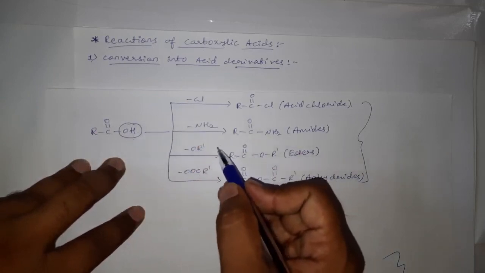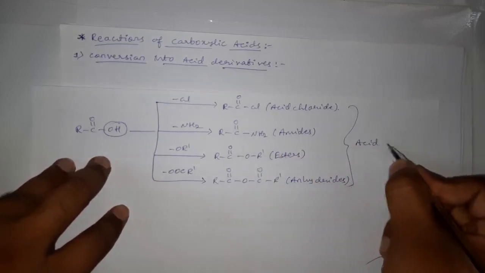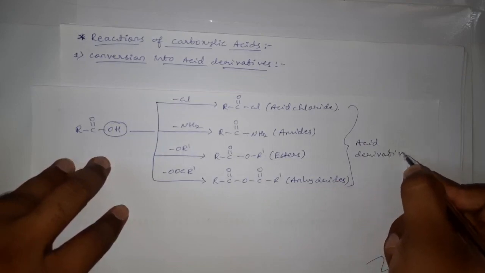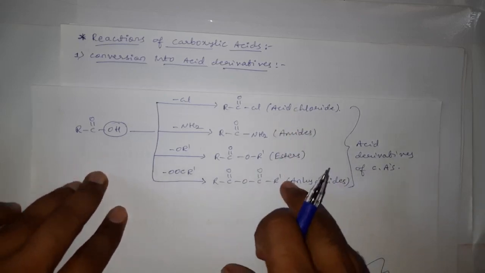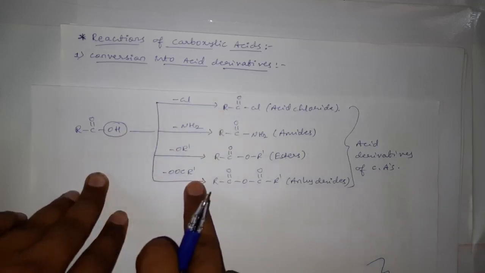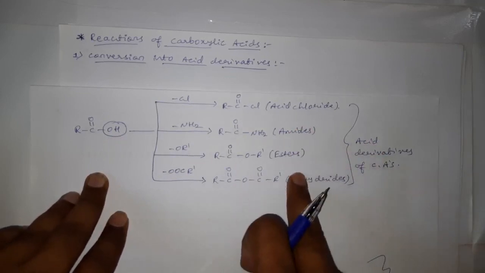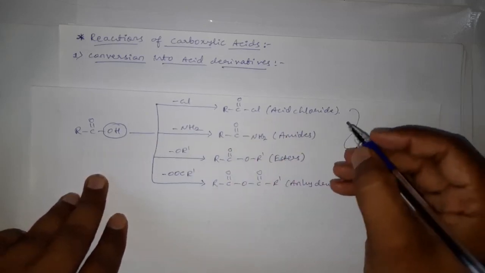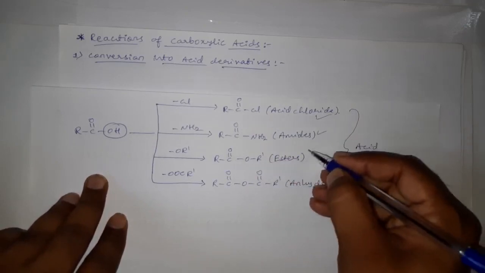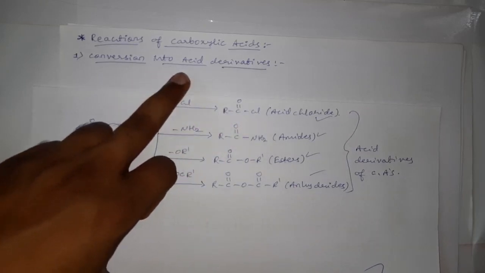All these four, which we are getting by replacing this OH with either Cl, NH2, OR dash or OOCR dash, are called the acid derivatives of carboxylic acids. These four are called what? Acid derivatives. These all are derived from the carboxylic acid. Therefore, these are called acid derivatives of carboxylic acid. Okay. Now let me explain all these four one by one. The first one is the conversion of carboxylic acid into acid chlorides.